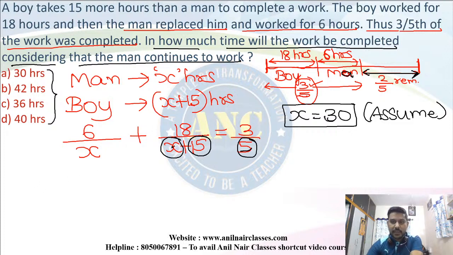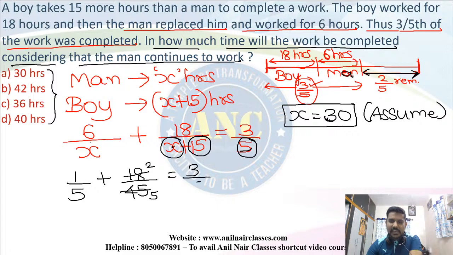Now, if I assume x value as 30, 6 divided by 30 is nothing but 1 by 5, plus 18 divided by 30 plus 15, which is 45. 9 into 2 is 18, 9 into 5 is 45. So 1 by 5 plus 2 by 5 is equal to the right hand side, 3 by 5. That means whatever I assumed x value as 30 now became the reality. Why? Because the left hand side is satisfying the right hand side as 3 by 5. So x value is 30.